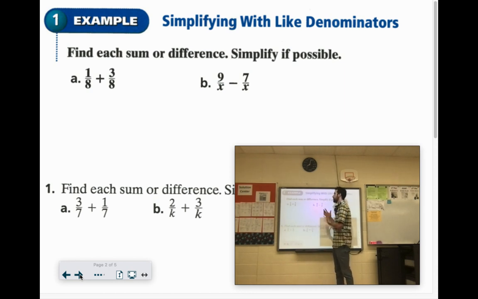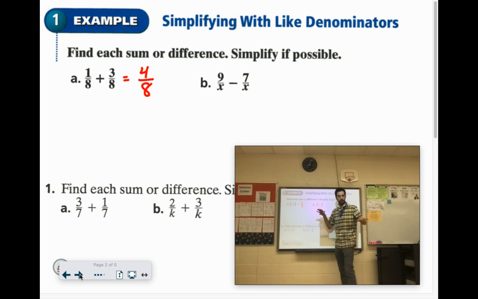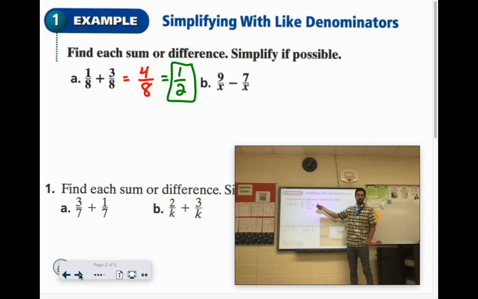So all the examples on this first one, they already have the common denominator. So this is 1/8 plus 3/8. All you do is the stuff in the numerator. 1 plus 3 is 4. You don't change the denominator when you're adding or subtracting. So then we have 4/8. Always check if you can simplify it. What goes into 4 and 8? 4. 4 goes into 4 one time. 4 goes into 8 two times. So 1/2.